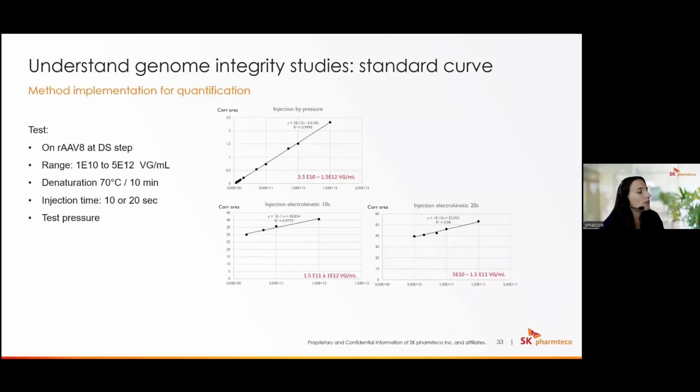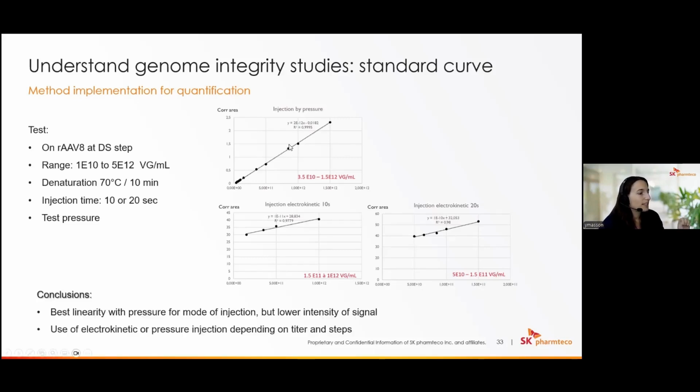Then we worked on setting up a standard curve that would allow us to define the analysis range for quantification of viral genome. We tested the two possible injection modes on the BioFiles. Electrokinetic or pressure injection give a range of AAV from 1×10^5 to 10^12 vg per ml. Using pressure gives a larger linearity range, from 3.5×10^10 to 1.5×10^12 vg per ml.